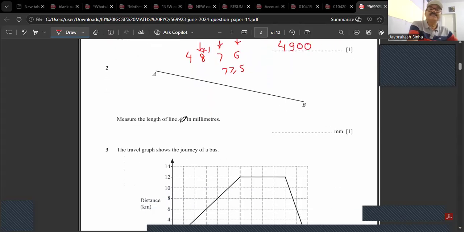Measure the length of line AB in millimeters. This is a measurement question, so you can measure it from this scale and write it in millimeters.